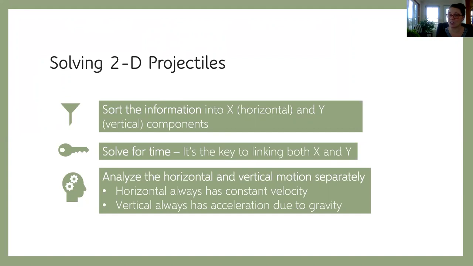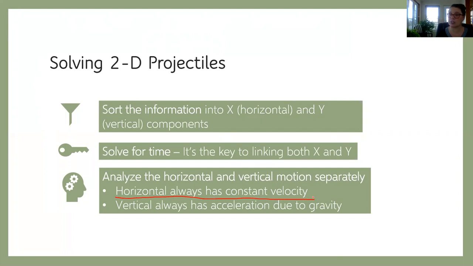So if you haven't calculated time in the question, you probably haven't finished the question yet. And lastly, then we're going to analyze the horizontal and vertical motion separately to find final velocities, distances, etc. But time is always our missing link. An important thing to notice, horizontal will always have constant velocity.